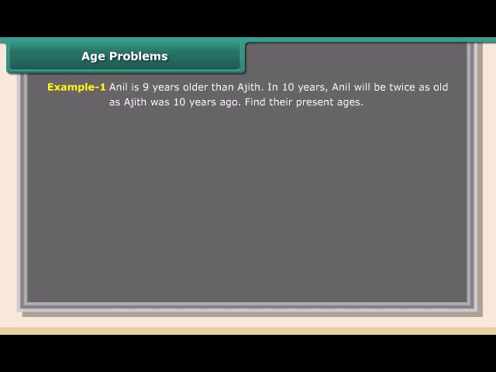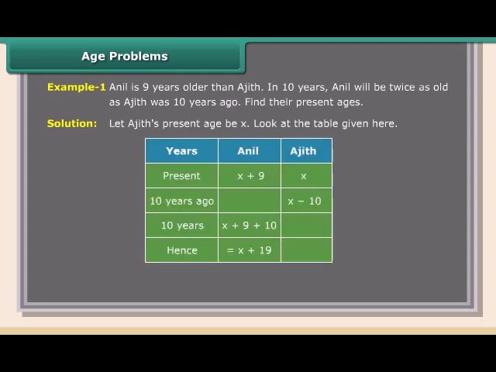Age problems. Example 1. Anil is 9 years older than Ajit. In 10 years, Anil will be twice as old as Ajit was 10 years ago. Find their present ages. Solution. Let Ajit's present age be x. Look at the table given here.